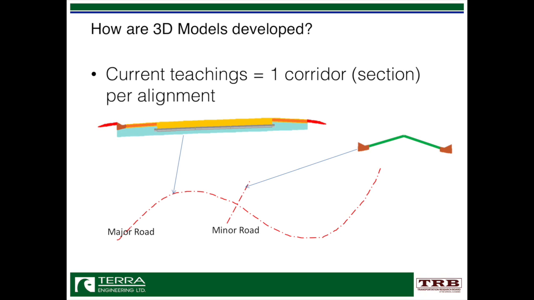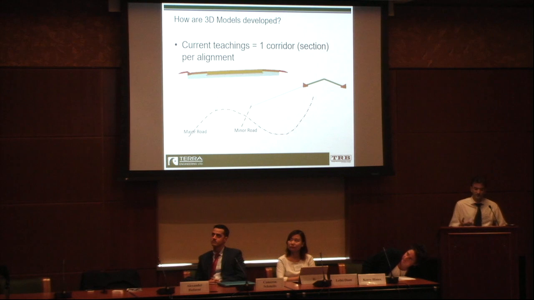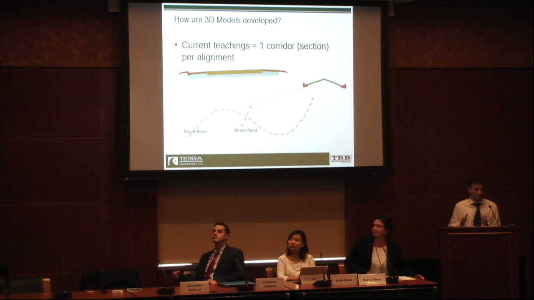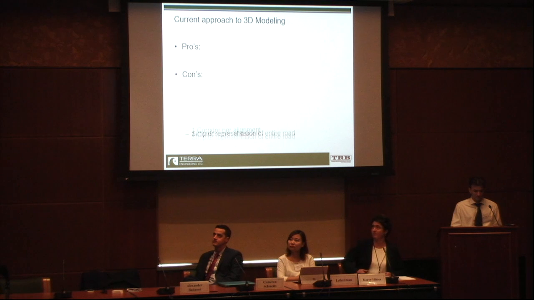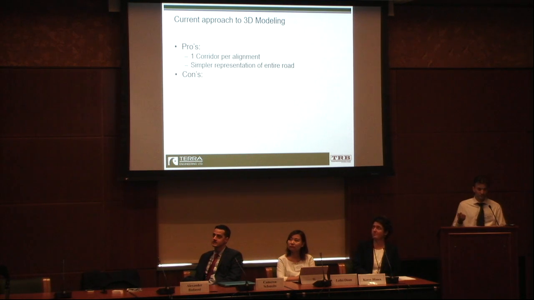So, how are these models developed? This is what the current teachings will demonstrate. If you open up any package of a Bentley product or an Autodesk product out of the box, the approach is to build one corridor per alignment. There are pros and cons to this approach. The pros being you get one corridor per alignment to get a simpler representation of the road.